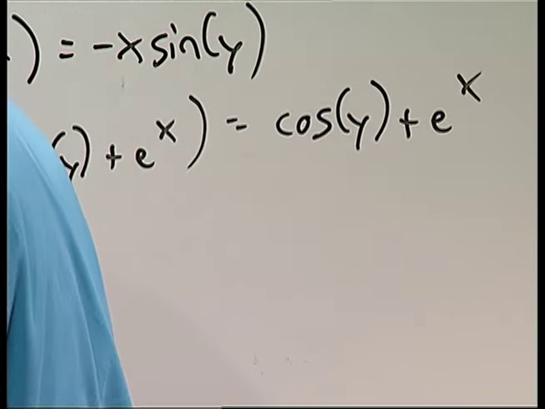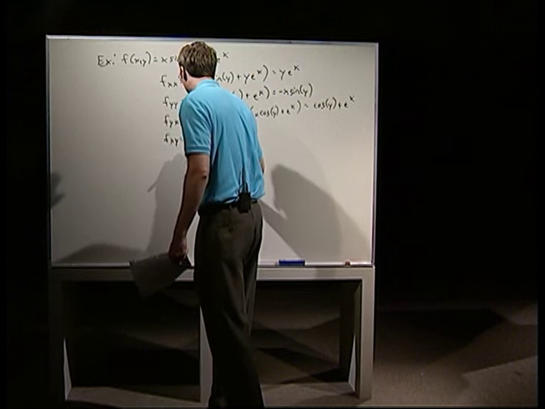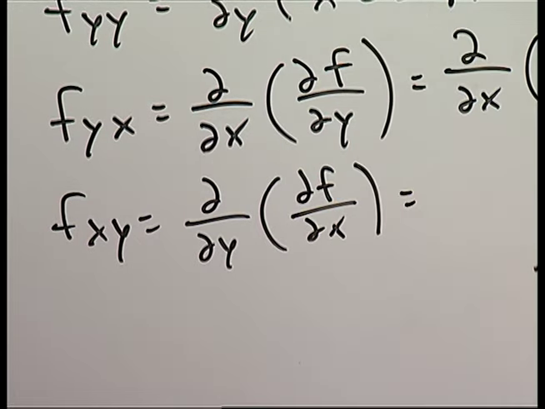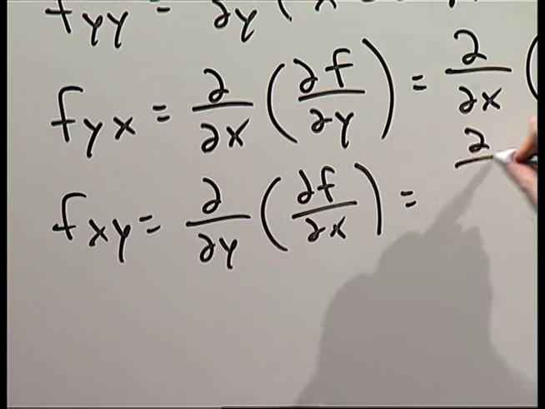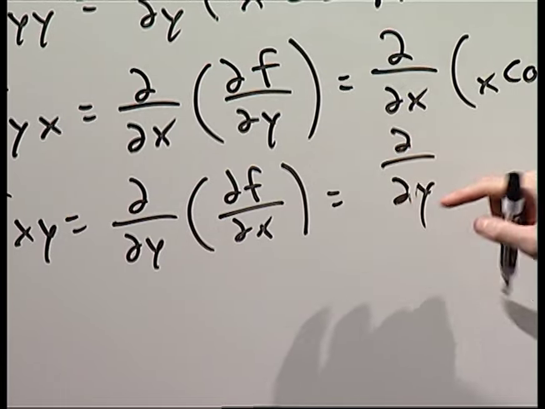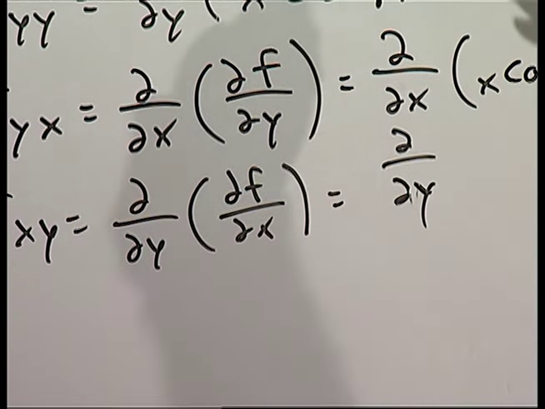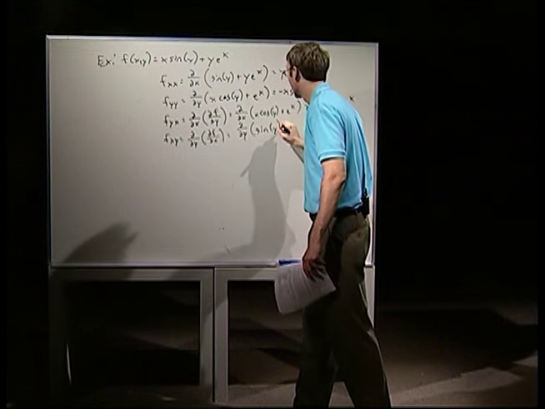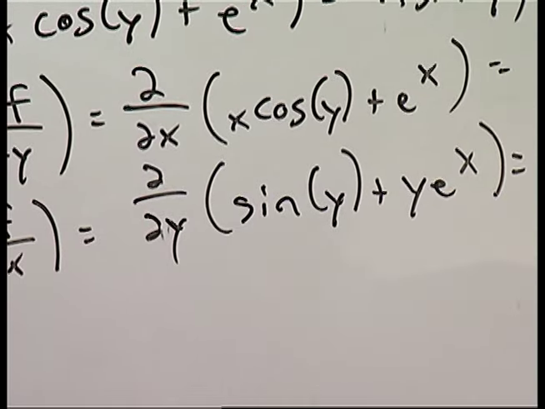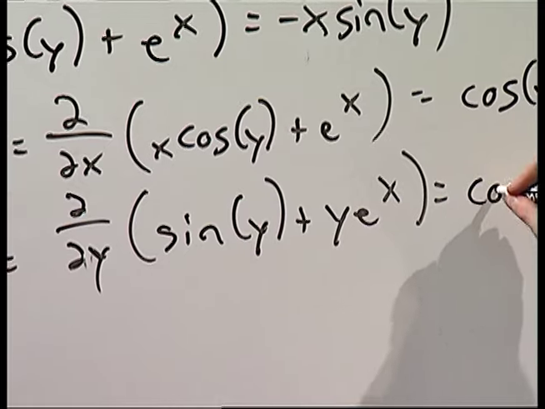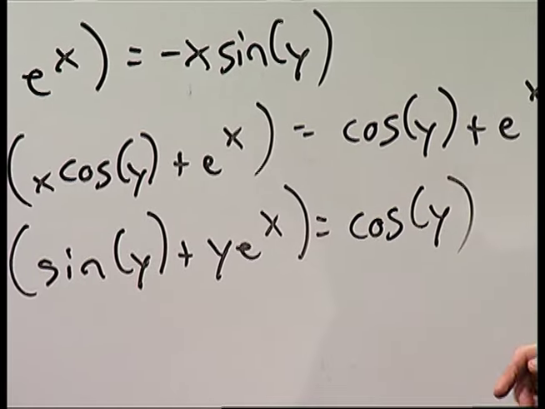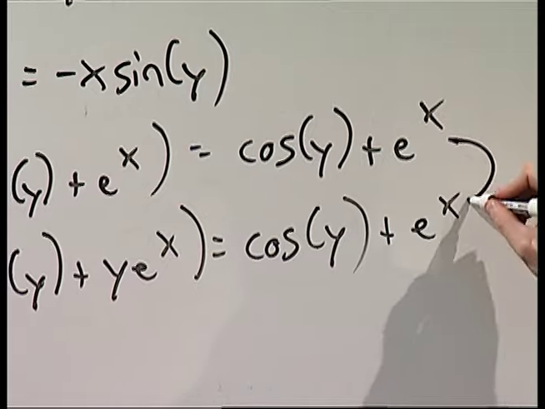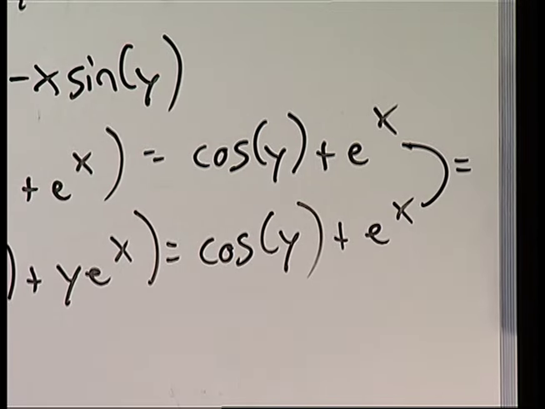How about f xy? This is partial y of partial f, partial x. So now it's partial y of this, which is partial f, partial x. Look what happens. That turns into a cosine y. This is linear in y. Lo and behold, these guys are equal.